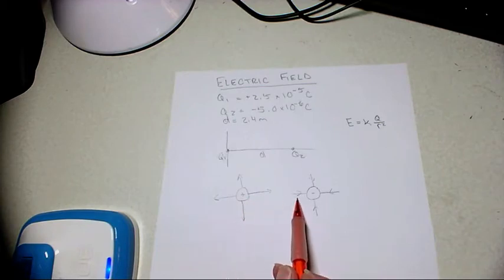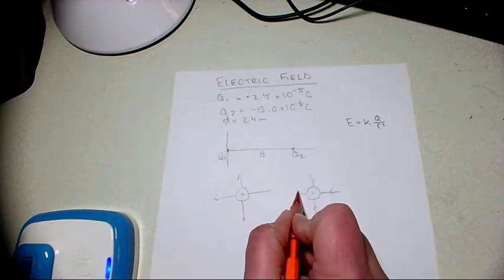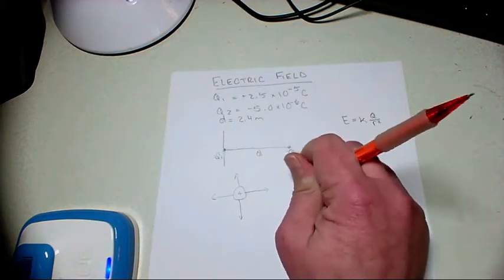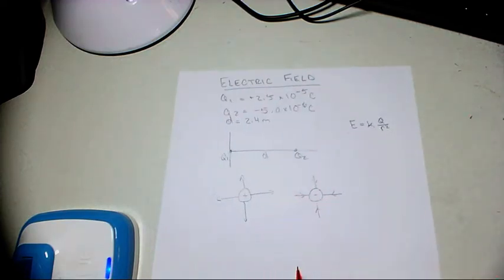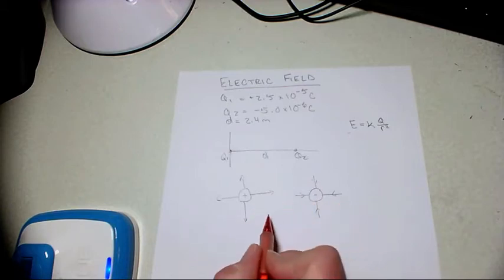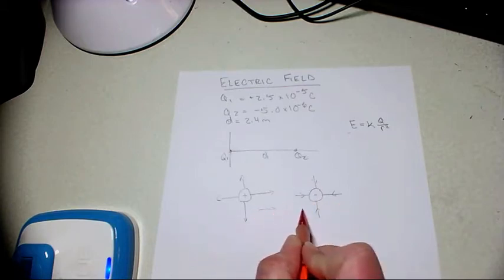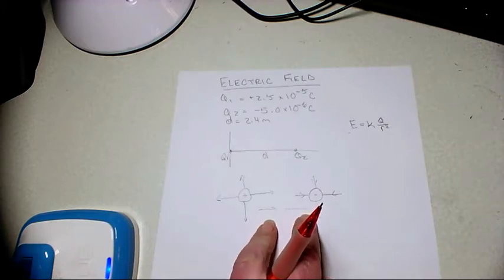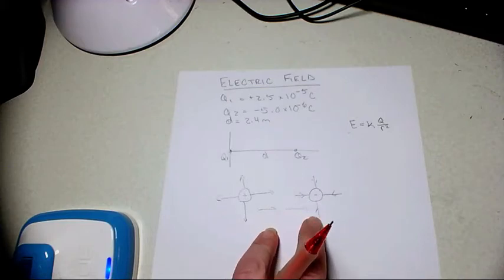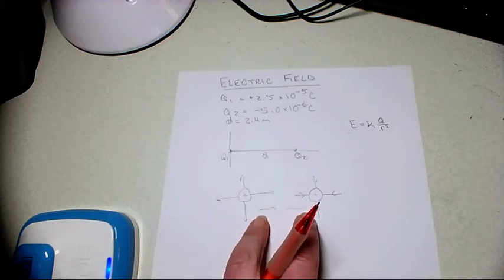So this is coming out and this is going in this way. I don't know why I can't draw arrowheads. So this field is coming in. So the point in between these, I have a field going this way and another field going this way. So these can't be zero. These are summative. They're both in the same direction. So if we're going to add them, this is like two vectors on the x-axis, they wouldn't be zero.